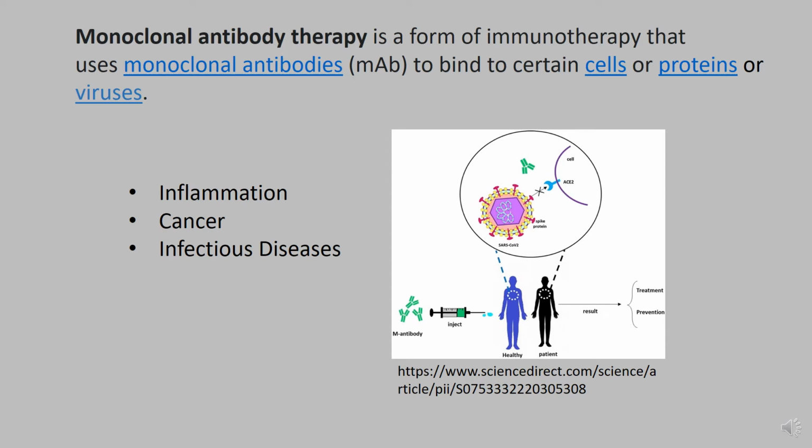It's October 2nd, 2020. Today I'd like to talk about monoclonal antibody therapies. This is a form of immunotherapy that uses monoclonal antibodies, which is a single antibody that's able to bind either cells or proteins or viruses. These monoclonal antibodies are injected in large quantities into humans with the idea that they might either reduce inflammation, treat cancer, or block viral infections and decrease viral loads in case of infectious diseases.